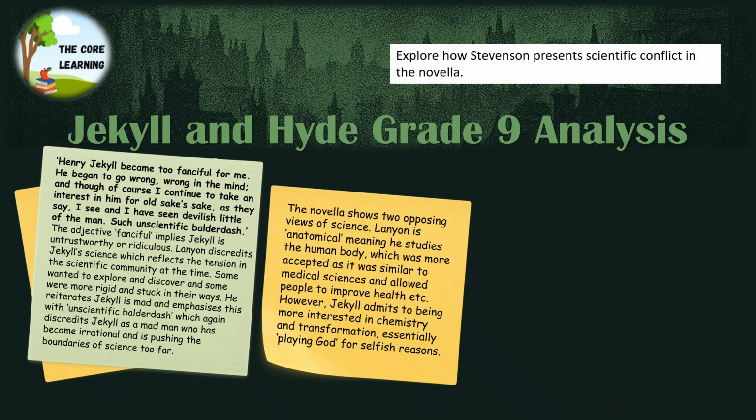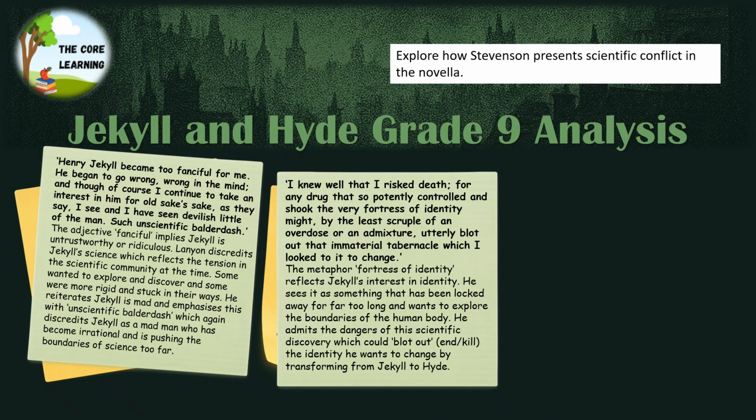Some people wanted to explore and discover, but some people were very rigid in their beliefs, and they were stuck in their ways, which is what we see in Lanyon. Jekyll is sort of portrayed as mad here. The idea of it being unscientific balderdash is another way to discredit Jekyll as a madman and see him as quite irrational, which is not what you wanted as a scientist. You wanted to be seen as incredibly rational.